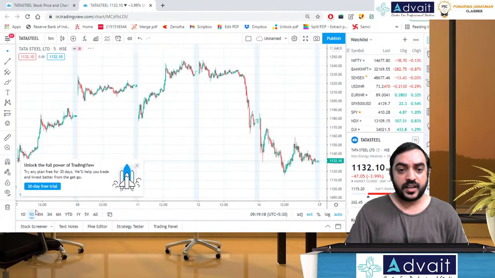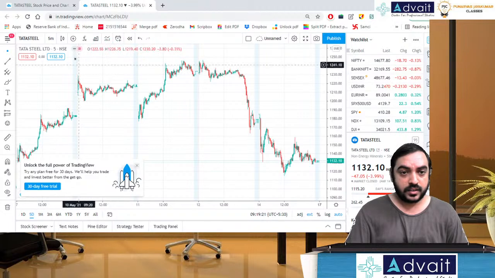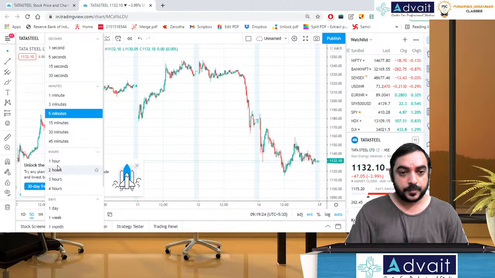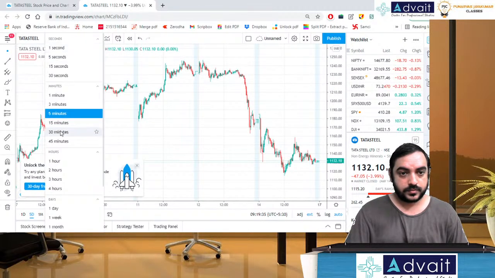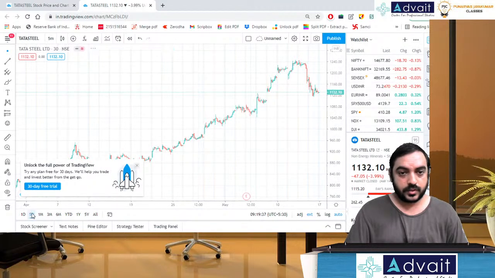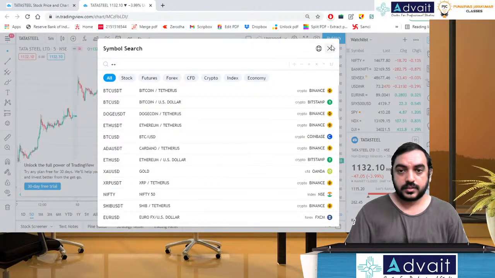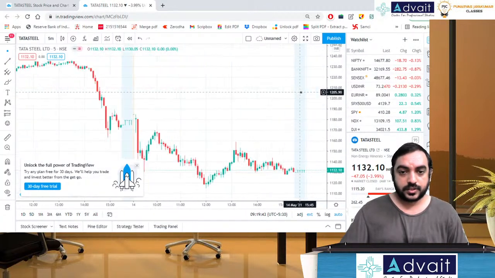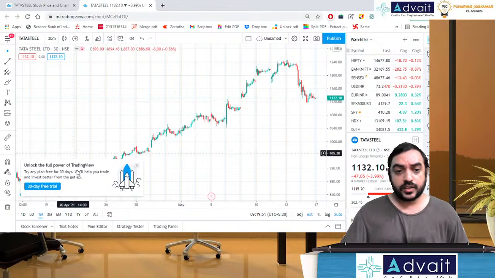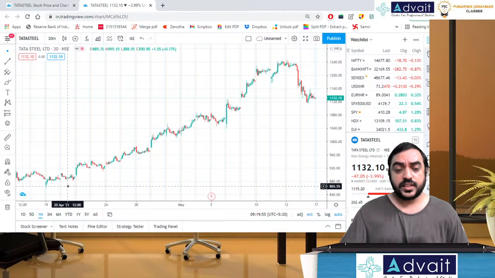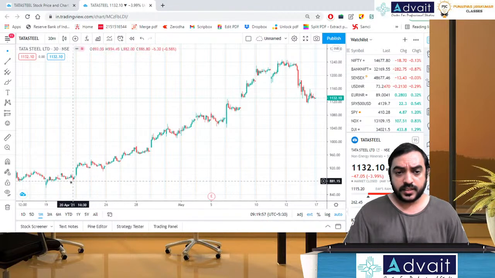So let's look at what happened in the last 5 days. I'll select 4-hour charts. Hope you understood the color of the candles. Now let me give you analysis for the last 1 month. Take a look at this chart. You see the stock is on an uptrend.